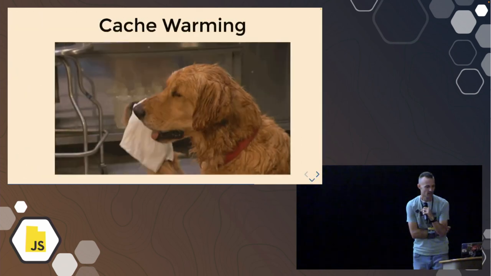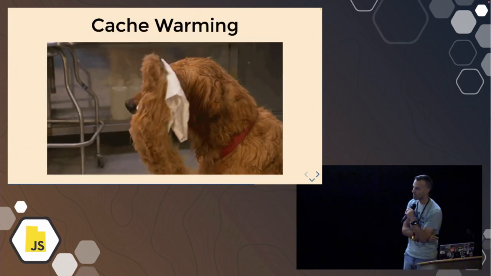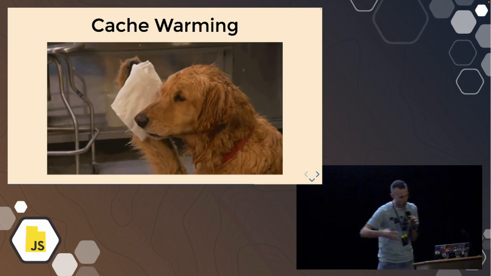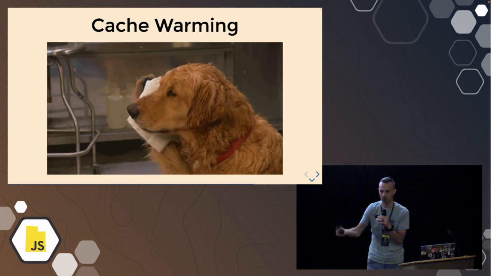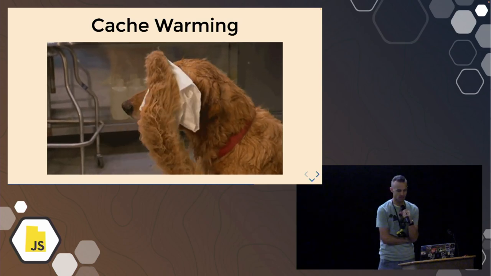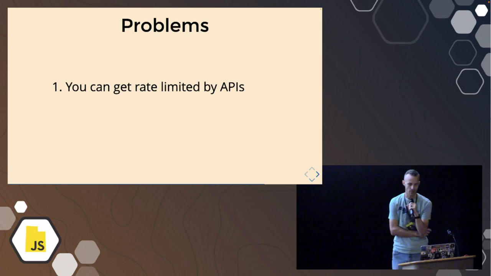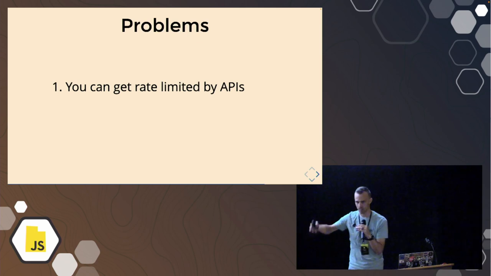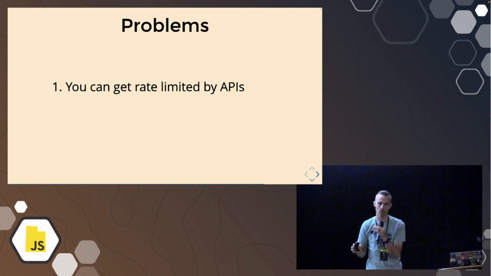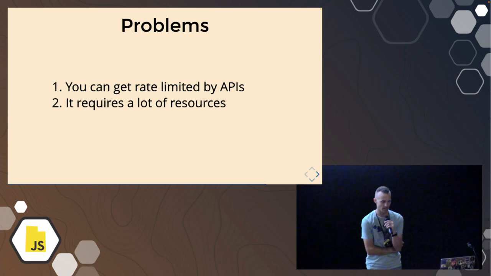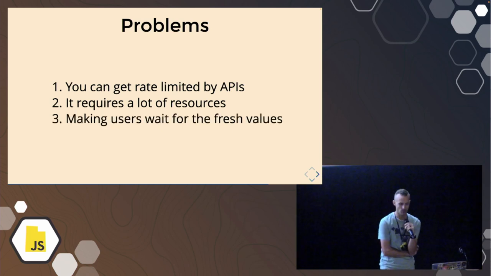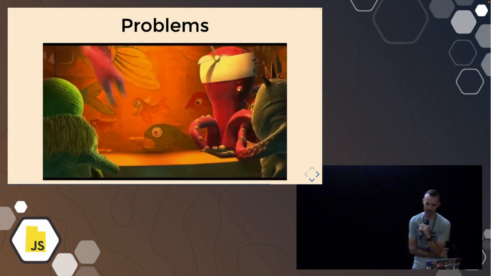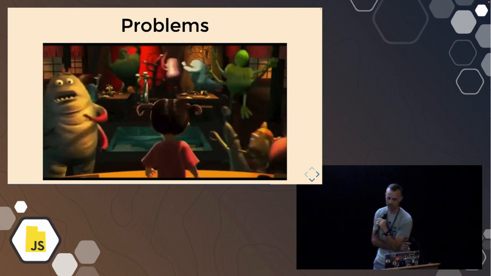Okay, so let's talk really quickly about cache warming. If you have an empty cache, warming it up so that no users have to wait for the cache to be ready is kind of an important thing. So problems: you can get rate limited by the API. If you deploy your new site and there's no cache there, then people are going to be talking to it a lot and you can get rate limited, so you've got to think about that. It requires a lot of resources and makes users wait for a fresh value. So you want to warm things before this happens, before everybody's chaotically requesting things all at once.